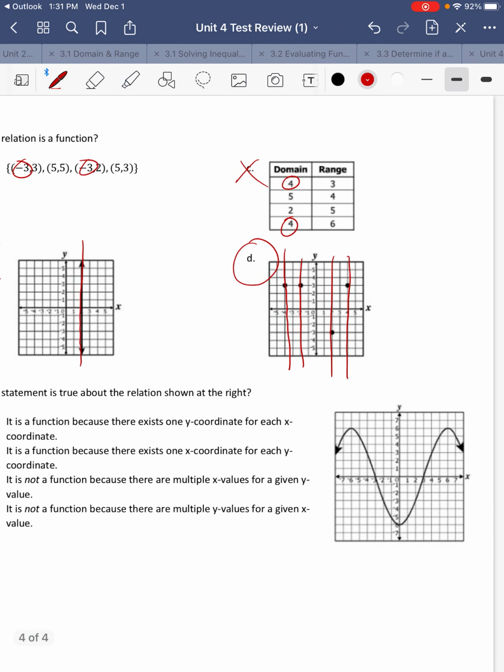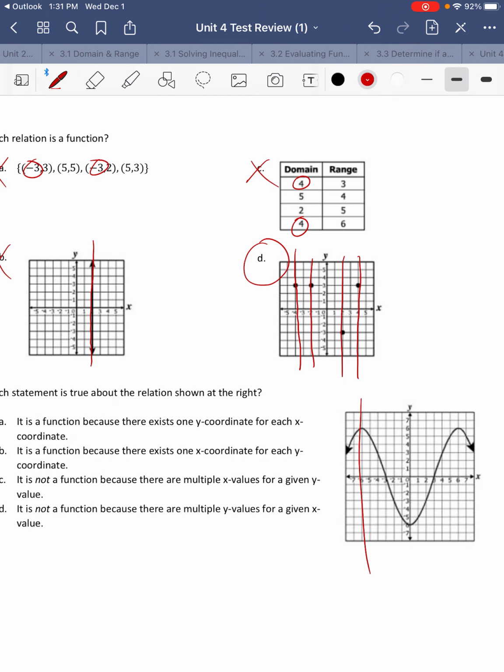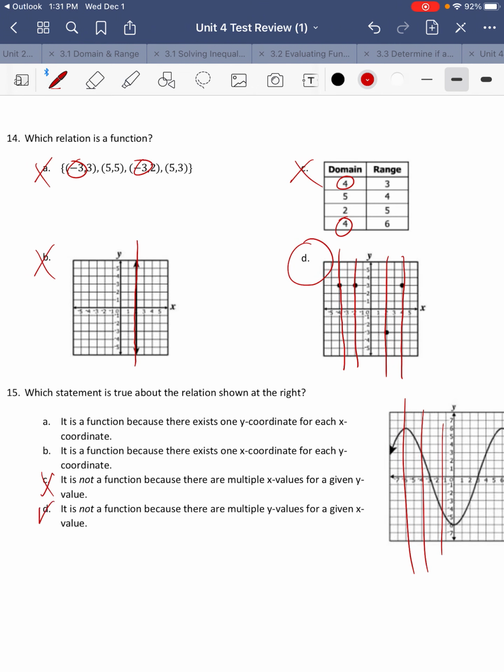And which statement is true? Talking about a function. This is a function, so it can't be C or D. It is a function because there exists one y coordinate for each x coordinate. Or a function because there exists one x coordinate for each y coordinate. I'm going to say B. So there's got to be one x coordinate for each y.